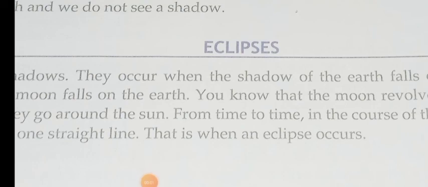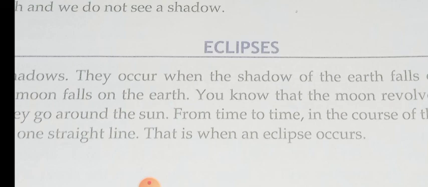Eclipses are actually shadows. They occur when the shadow of the earth falls on the moon or the shadow of the moon falls on the earth. You know that the moon revolves around the earth and together they go around the sun, isn't it? This we have already known from our lower classes.